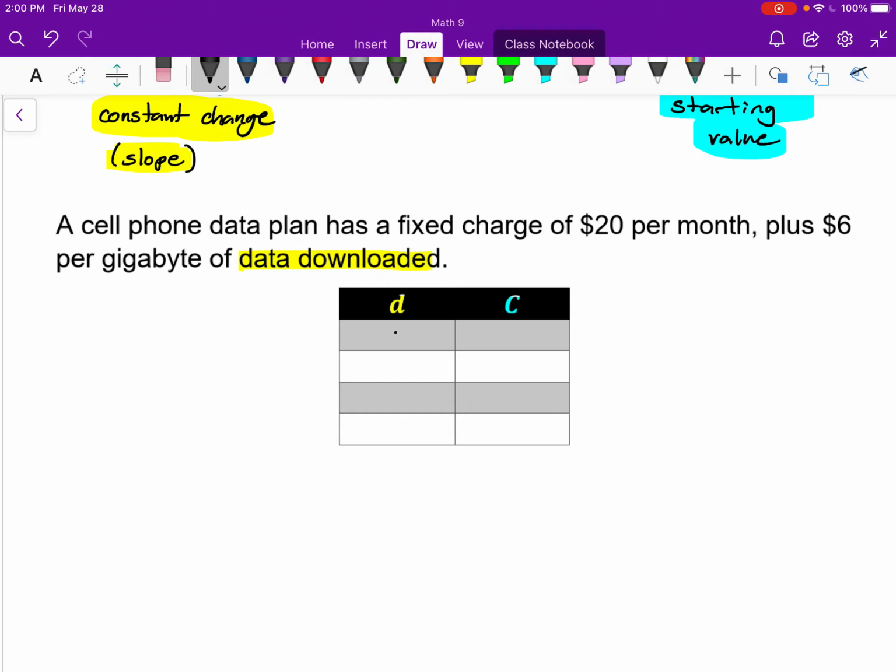And I think the best number to start with is 0. What if you don't use any data? What if you probably don't even use your phone? Well, you're still going to pay $20. So no matter what, there's a fixed charge of $20 per month. Okay, so what if I pick any other number? The simpler the values I pick, the easier it is to see the pattern, which kind of makes sense. And so let's just pick 1, and then 2, and then 3.